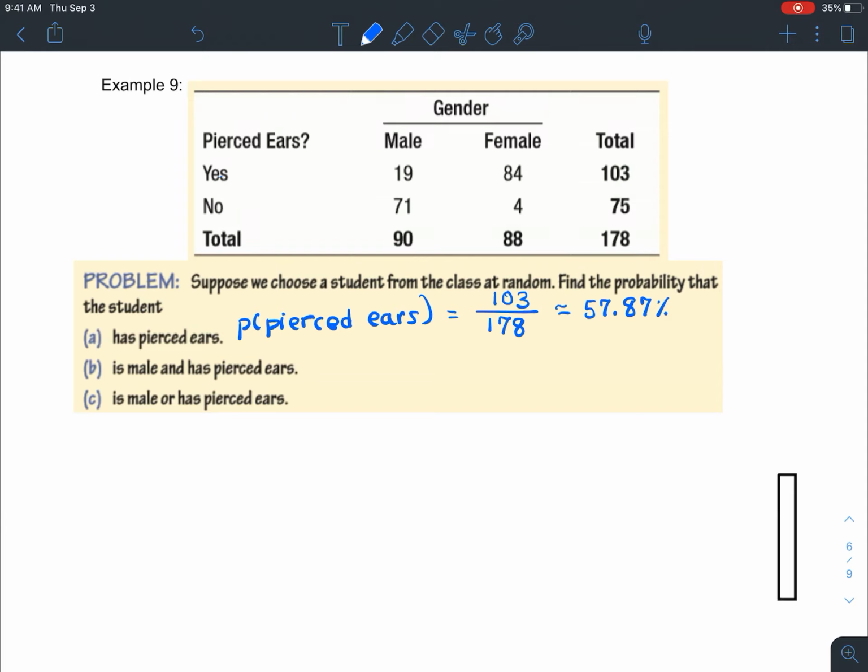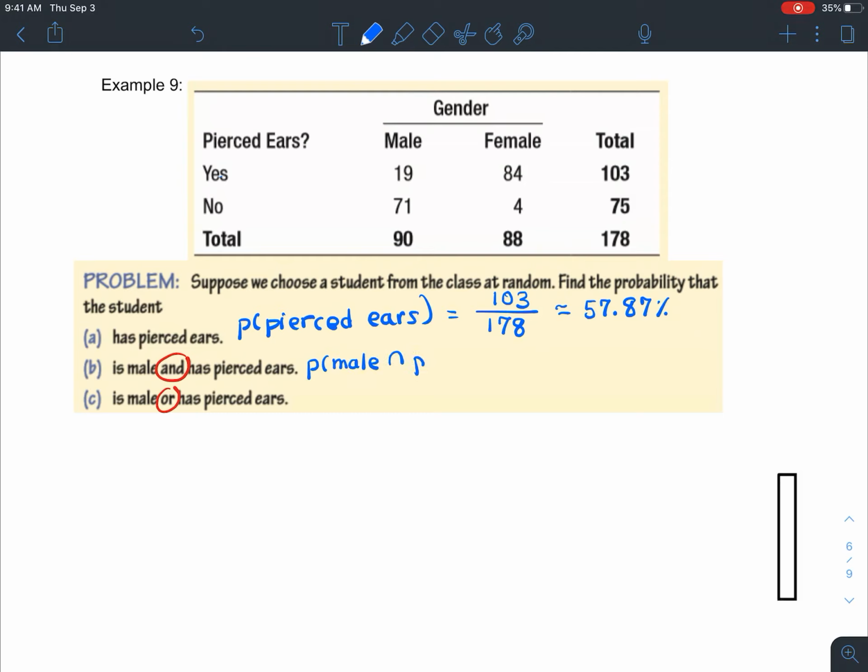So that's a 57.87% chance. Okay. All right, now for part B, it says, again, these are all probabilities. We're going to find the probability that the student we choose is a male and has pierced ears. Now, if you look at the difference between parts B and C, they're just swapping this word out here. In part B, we want an and, and then in part C, it will be an or. Okay, so let's go ahead and look at how to do the and.